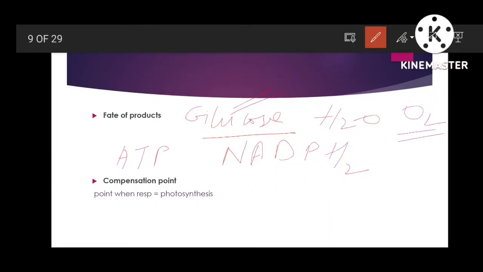Now, before moving ahead, you must know that there is a point called the compensation point. It is a point when respiration equals photosynthesis. It can occur at the time of dawn or dusk, that is early in the morning or just before the night. Compensation point means, let's take it like this, that when in the daylight there is increased intensity of light, the rate of photosynthesis is very much higher than respiration, right?